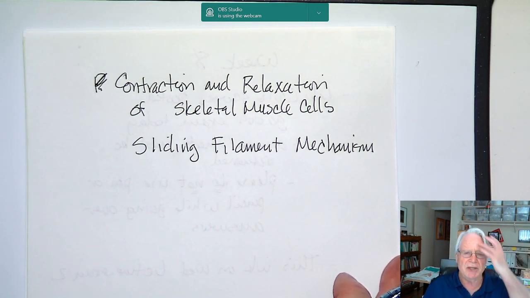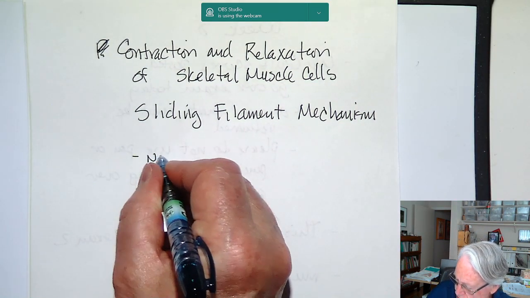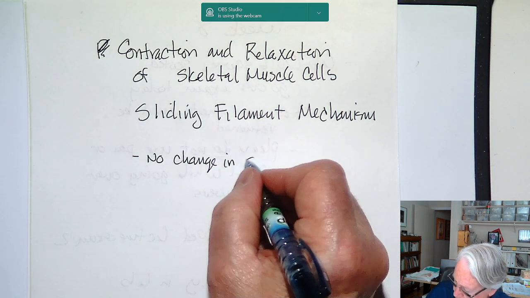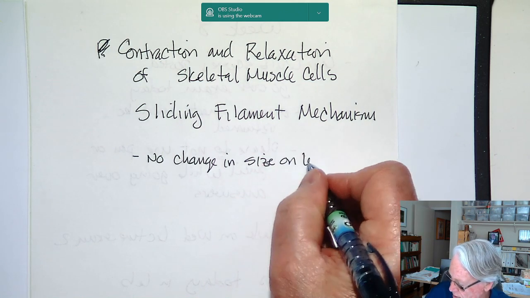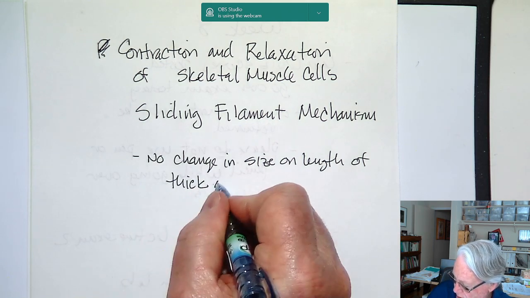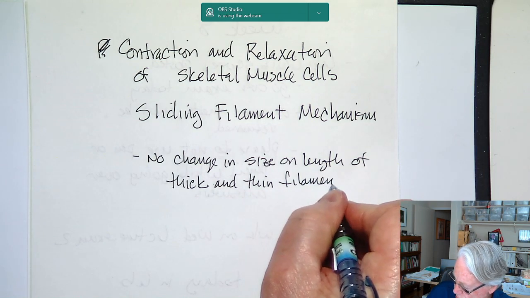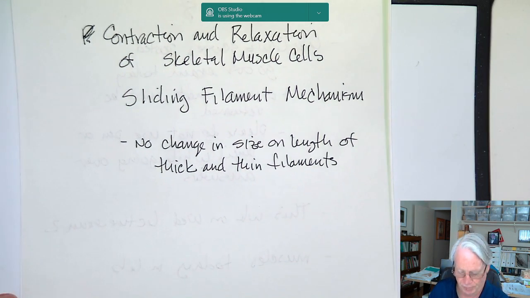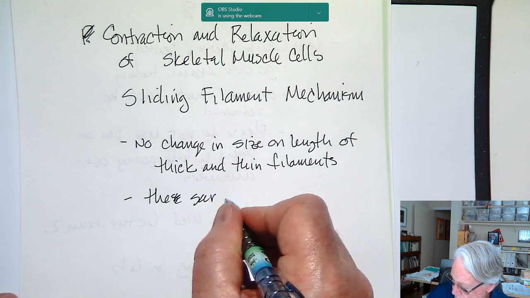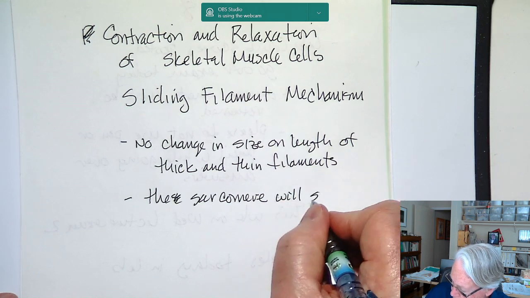All right, a couple of things to keep in mind as we describe this mechanism. Number one, there will be no change in the size or length of thick and thin filaments. The sarcomere will shorten.